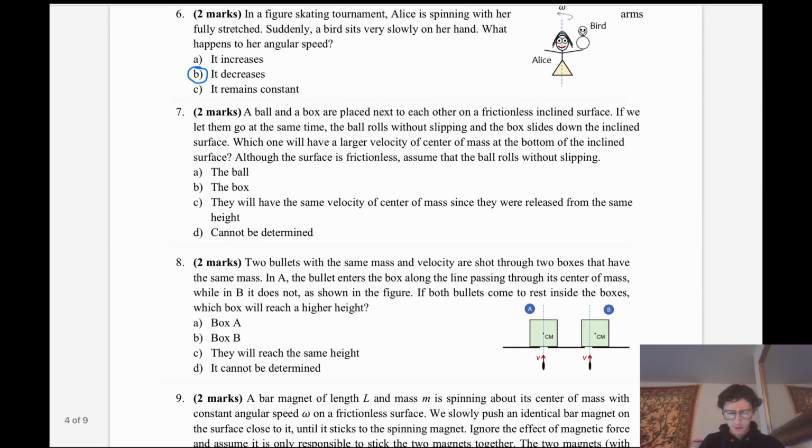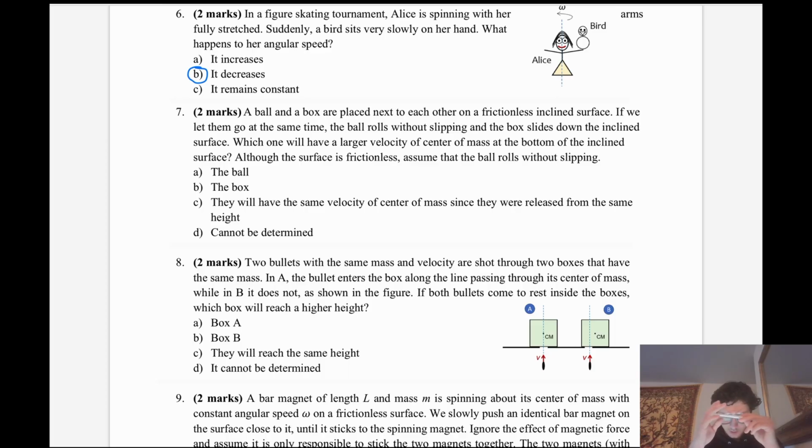A ball and a box are placed next to each other on a frictionless inclined surface. If we let them go at the same time, the ball rolls without slipping and the box slides down the inclined surface. Which one will have a larger velocity of center of mass at the bottom of the incline?